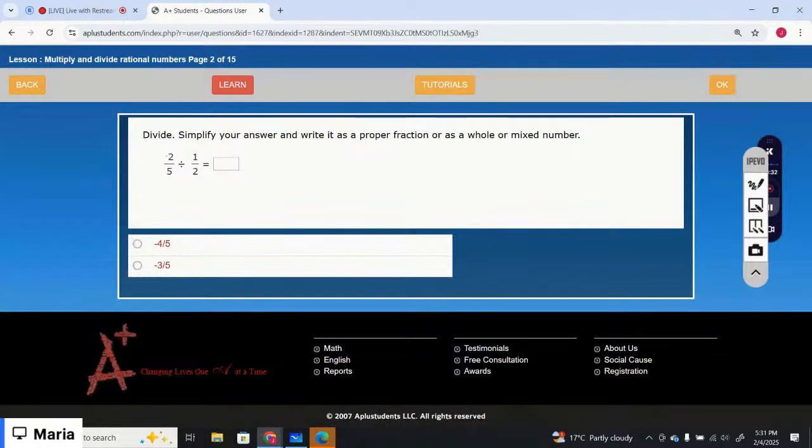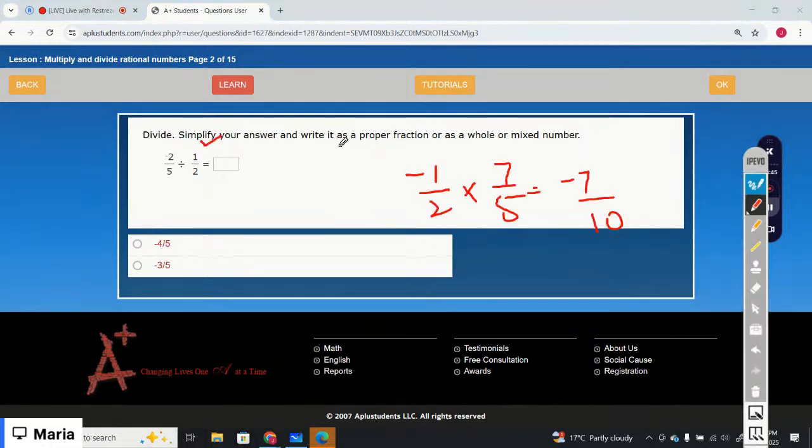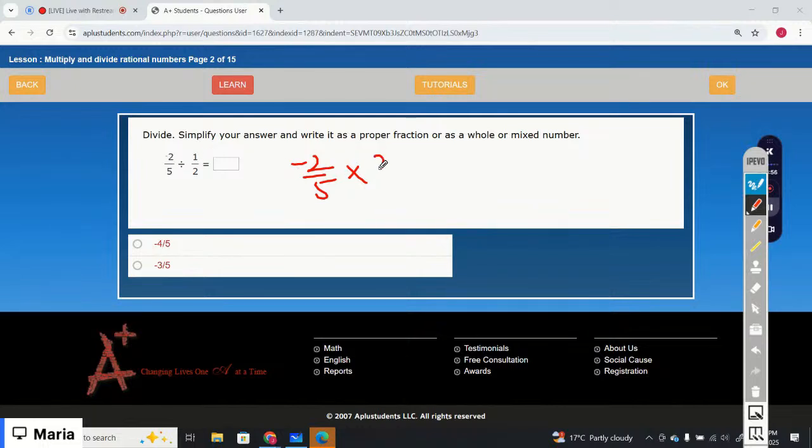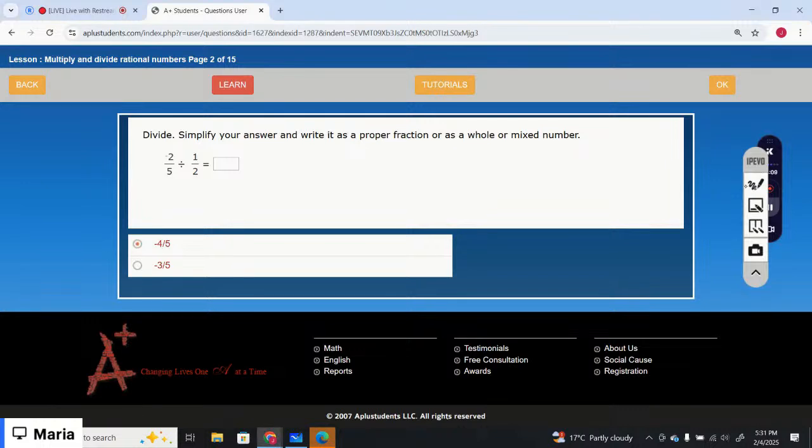Divide negative 2 by 5 divided by 1 by 2. So which is the correct option? That is negative 2 by 5. You have to change the division sign to multiplication, and take the reciprocal of the term after it. So that is negative 4 over 5. Option number 1 is the correct option.